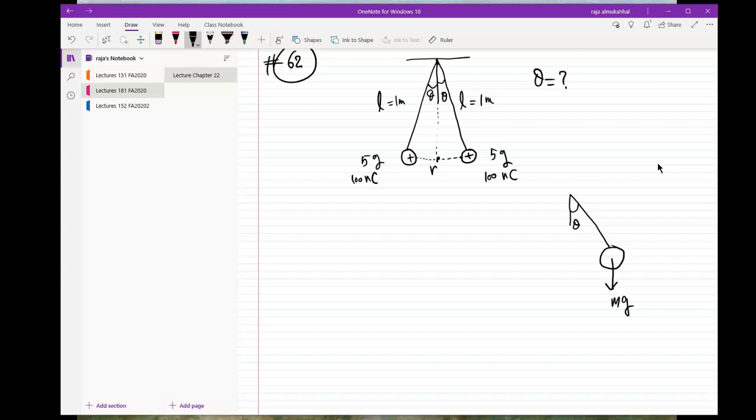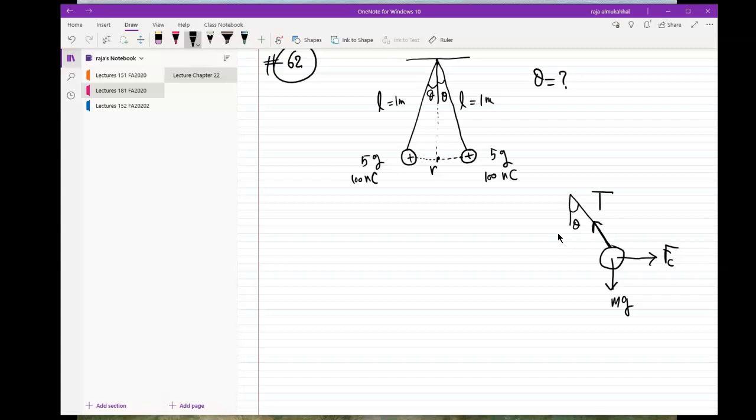And then there is a tension in the cord. There is always a tension whenever you have a cord or a string. T, we'll call it, okay? And what else? Well, the balls are being repelled by each other, so there is a coulombic repulsion between them. And the direction of that coulombic force is always in the radial direction. So it's going to be this way. I'm going to call it F sub c. And there is really nothing else. So I have 3 forces on it.